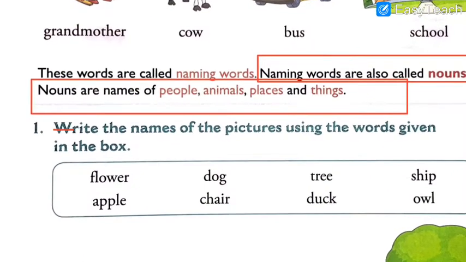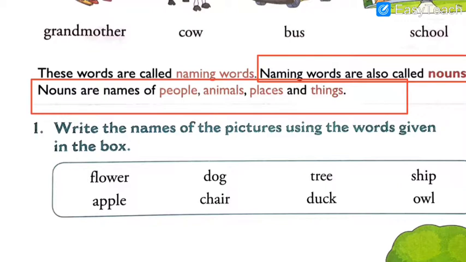Please write down the second line in your rough book as well. Nouns are the names of people, animals, places and things. I hope you're writing, students, with neat, clean and good handwriting. Nouns are the names of people, animals, places and things. In short, noun means name. I hope that in this time you have finished writing these 2 lines in your rough notebook.